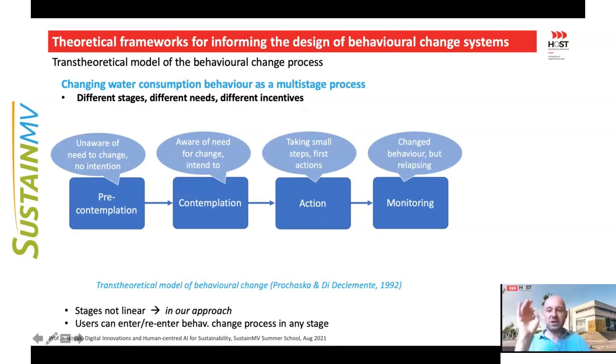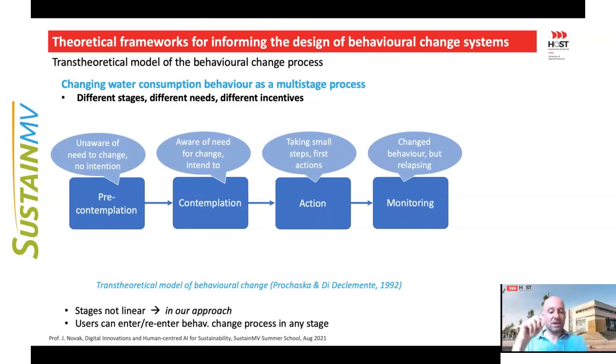In a very quick nutshell, it tells you that there are different phases through which people typically go: from not being aware of the need to change and having no attention, to becoming aware of the need to change and intending but not yet doing things, to then taking first small steps, and then maybe effectively changing behavior, but also relapsing to old types of behavior. You can find more about that in the literature describing this process model.